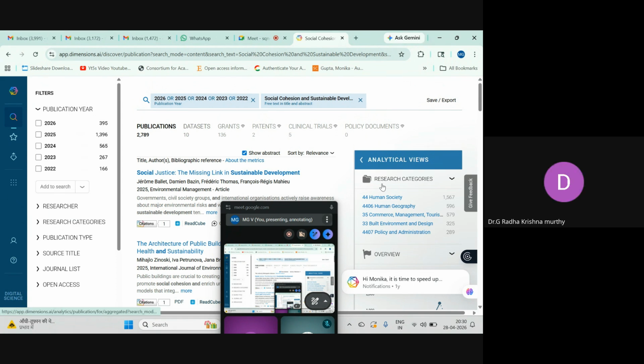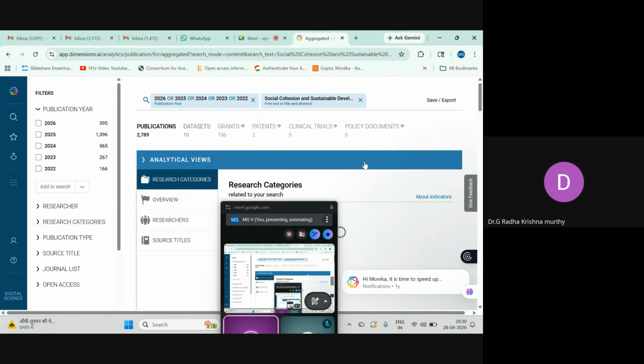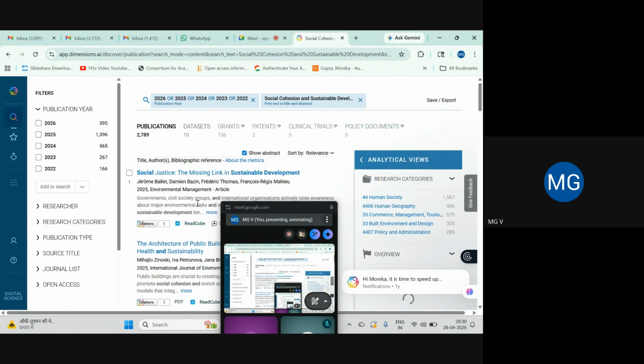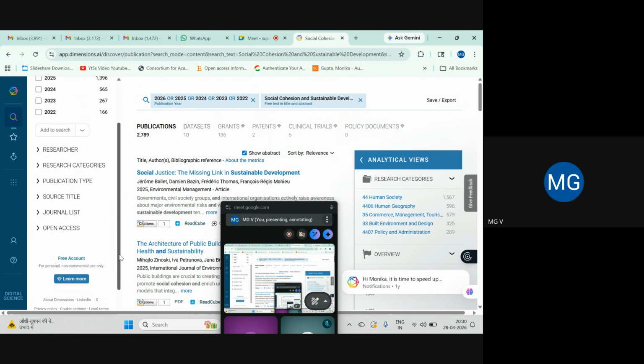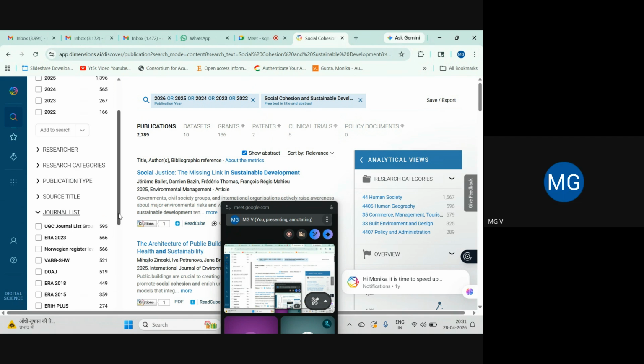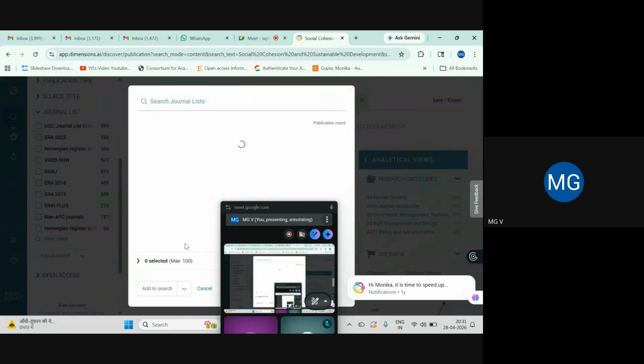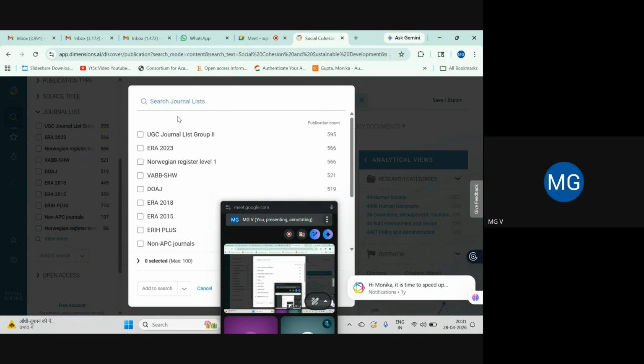Are these articles from Scopus or Web of Science or what? How do we get it? Just a moment. See, journal list. Okay, let us see. Now see the journals. You must be aware of the journals you are looking for, or you can type the journal.